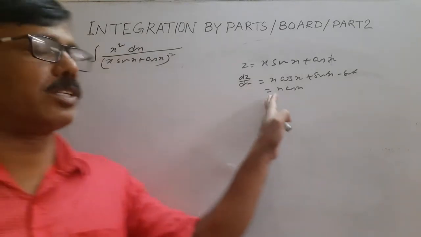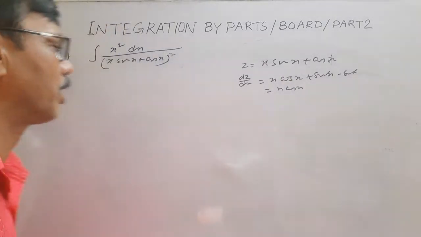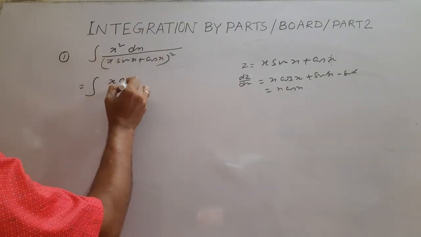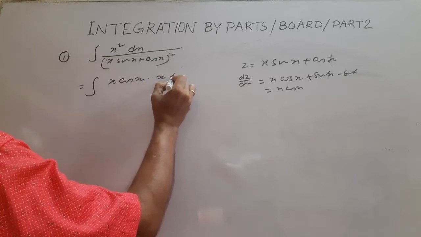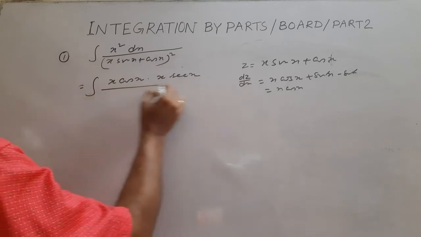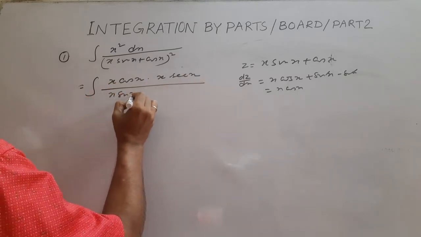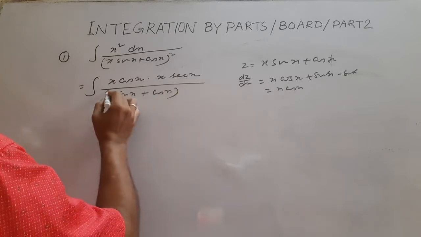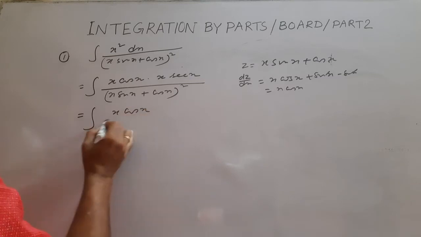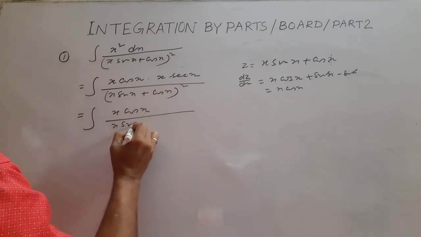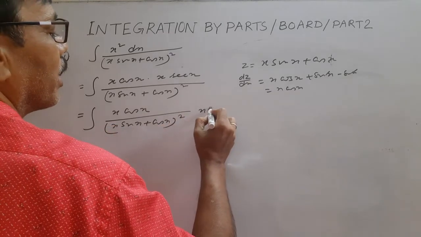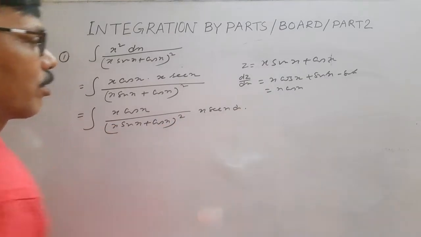But x cos x is not present at the numerator. Only x is present. So we write it as x cos x into x sec x, because x square is x sec x into x cos x. Then x sin x plus cos x whole square. Then we write it in this form: x sin x plus cos x whole square into x sec x dx.